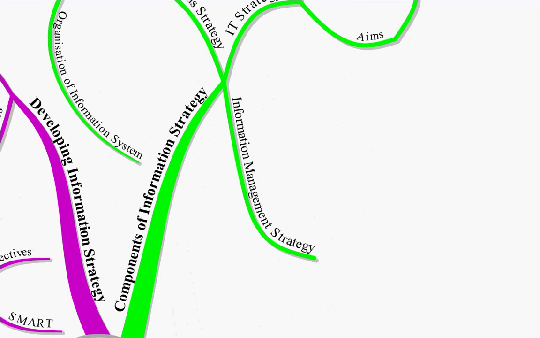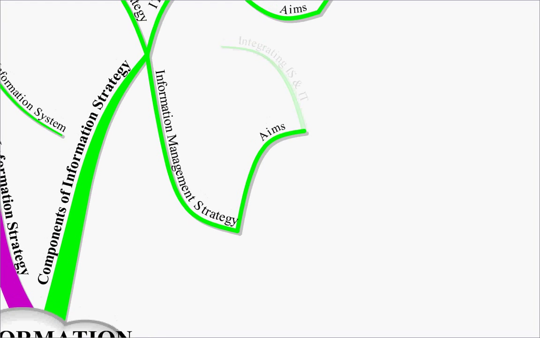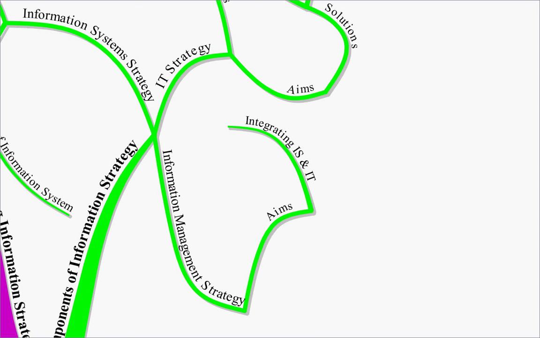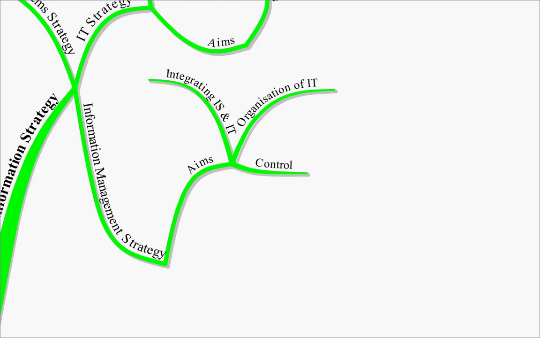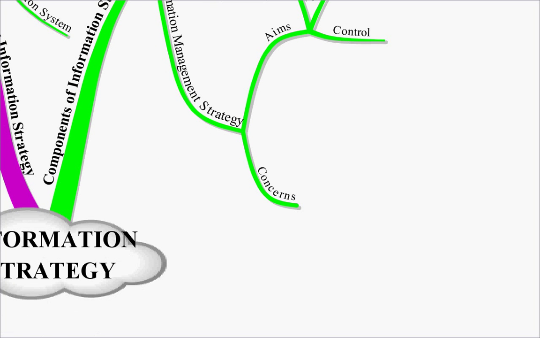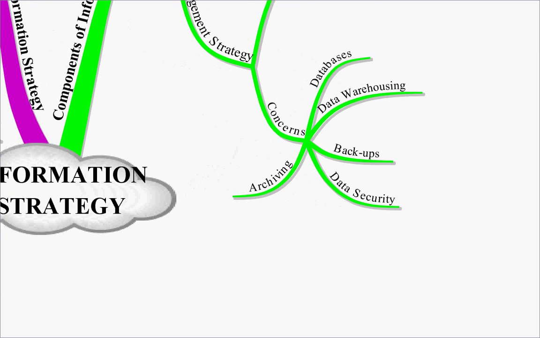The third element was our information management strategy. Remember, the aims of our information management strategy were to integrate the information system and IT. So it's the organisation of IT and the control. This concerns things such as your database, data warehousing, backups, data security, and archiving. All these will be concerned with the information management strategy. So those are the three components of information strategy: information systems strategy, information technology strategy, and information management strategy.